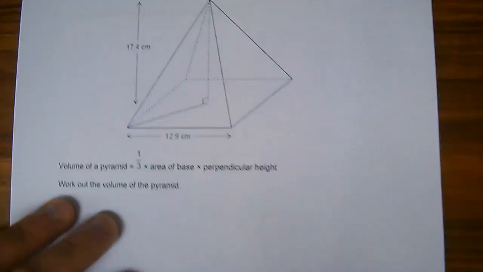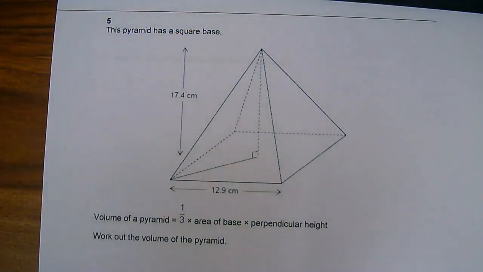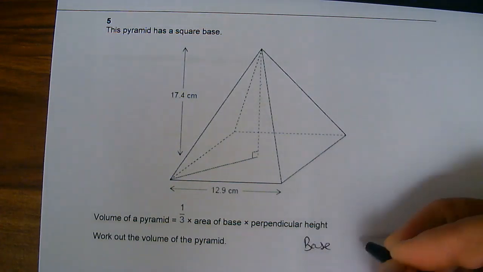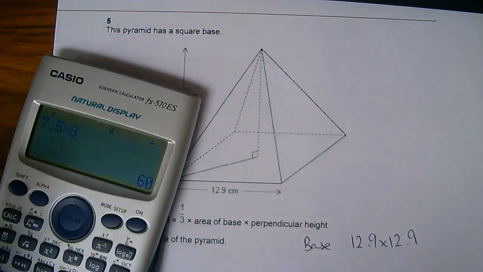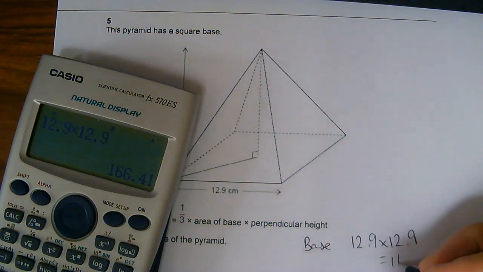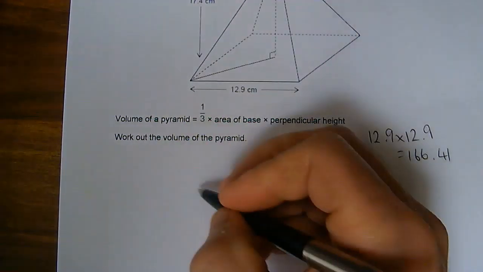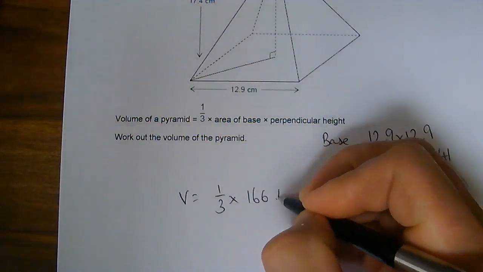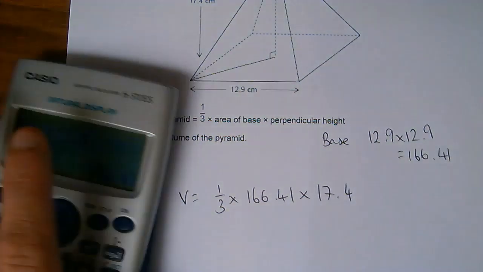Question 5. Slightly more difficult this time. We've got a square-based pyramid, but it does give us the formula: 1/3 times the area of the base times the height. So I'm going to do the base first. That's 12.9 times 12.9. Chuck that into my calculator, and I get an area of the base of 166.41, which means I can then do my volume is 1/3 times 166.41 times my height, which is 17.4.